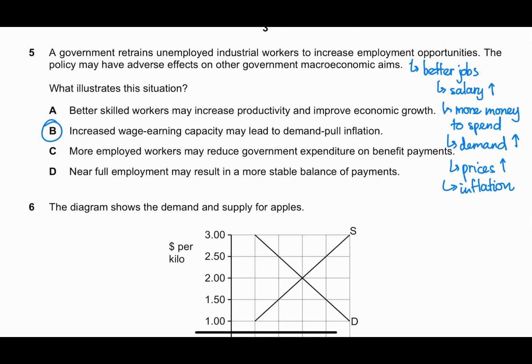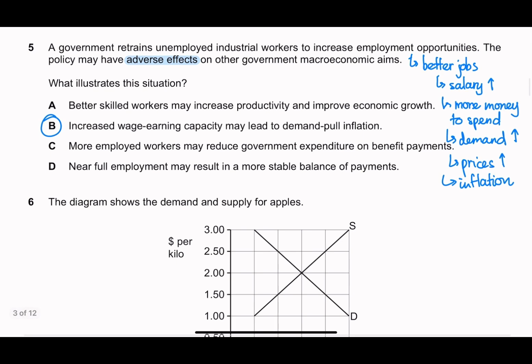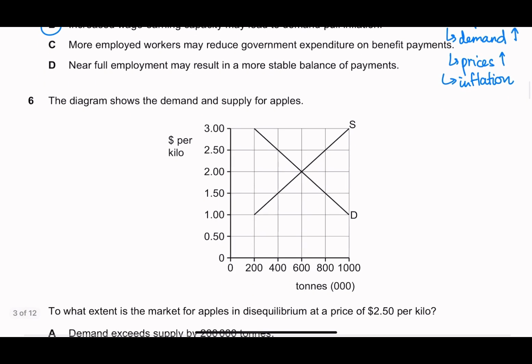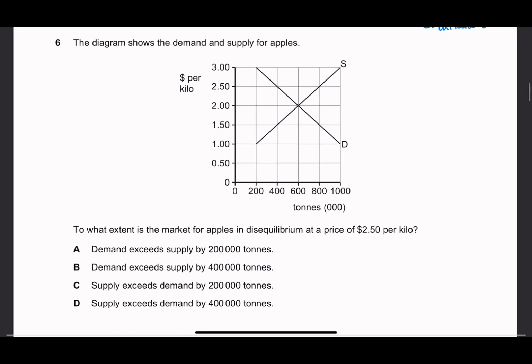And then A, C, D does not talk about adverse effect. And the key thing in this question is they mention adverse effect. So we want something that would not align closely with the government's macroeconomic aims, which is B. They would like to have stable or no inflation.